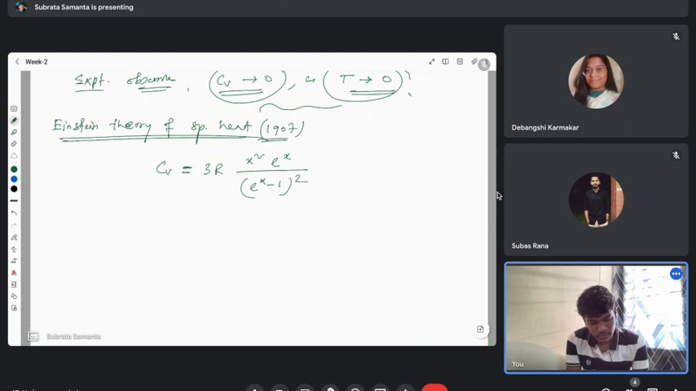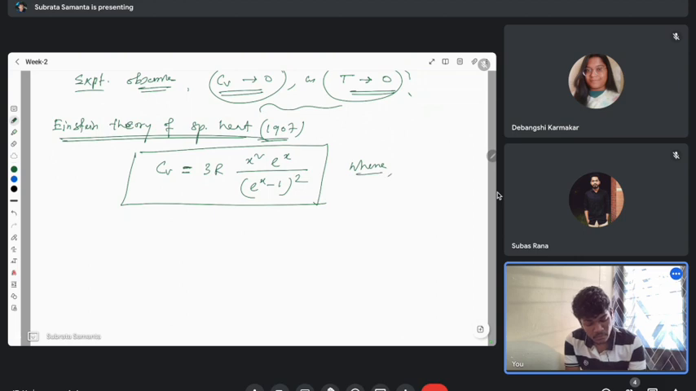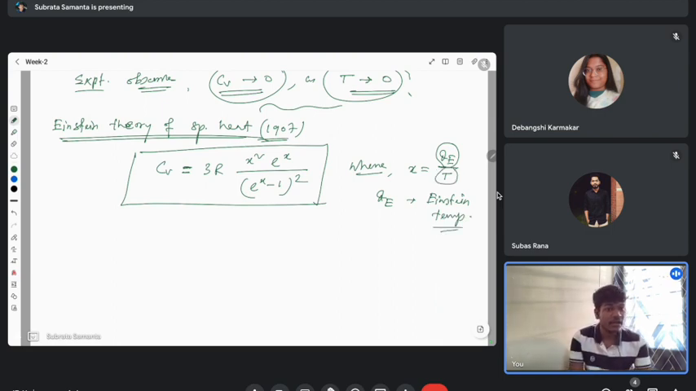Okay, so C_V is, where x is theta_E by T. So this theta_E is actually the Einstein temperature, right? And T is the usual temperature. So Einstein defined a temperature, that is called theta_E.